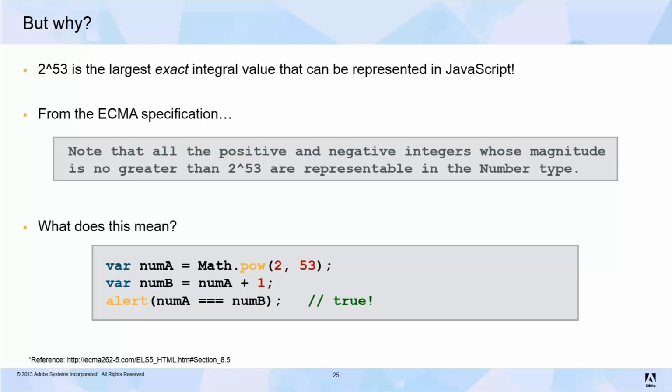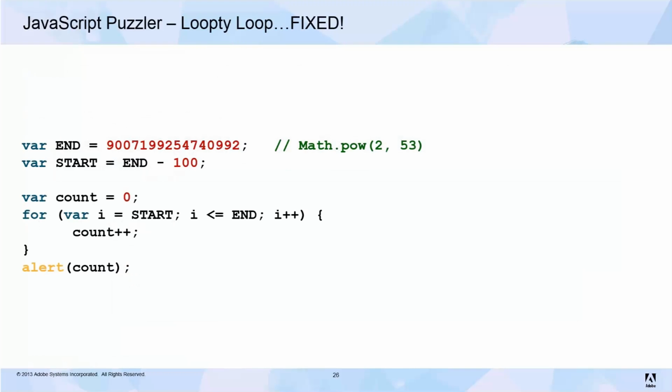So applying that logic to this puzzler, it's easy to see how we get the behavior. We initialize start to 2 to the 53 minus 100. We count up 100 times and we get to 2 to the 53. And when we try and go above it and add 1, it adds 1, then immediately loses that precision. It rounds back down, and it never exits this for loop. And so this will count forever.